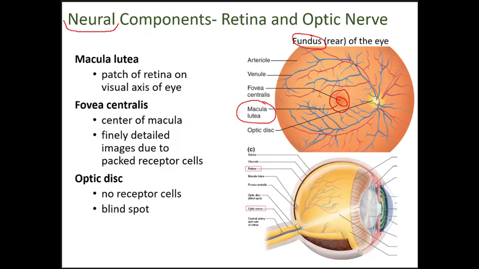And this is where fine detail is going to come up for images, because it's packed with receptor cells, allowing us to see these fine images or create the vision that we see when we're looking at fine detail. And then finally, the optic disc. The optic disc here is where your optic nerve is. So let's look here. Here's your optic disc, which would be this region here, and that's where your optic nerve is located. So here's your optic nerve, where your optic nerve enters your eye at the optic disc.